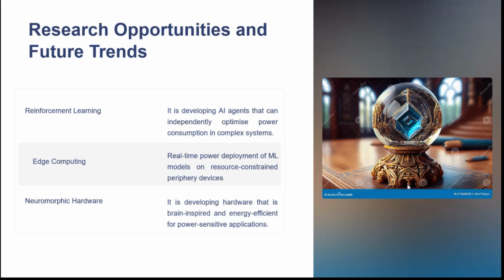First, reinforcement learning. Second, edge computing. Then neural hardware. In reinforcement learning, we are developing an AI agent that can independently optimize the power consumption in complex systems. In a complex system, the CAD tool or the design engineer can't optimize 100% effectively. So here we are going to apply the AI agent, so it can optimize the power consumption. It's based on the reconfigurability at various levels present in the design flow.